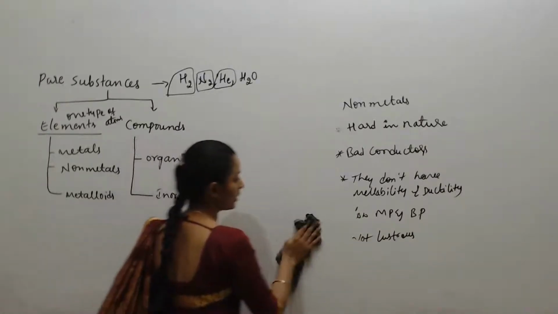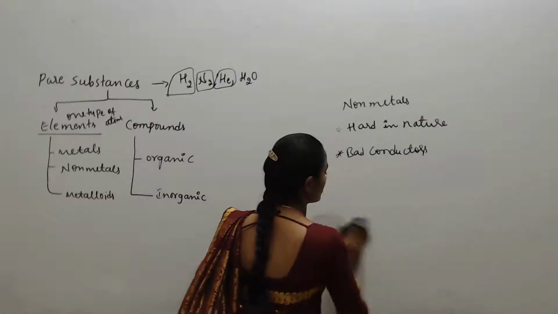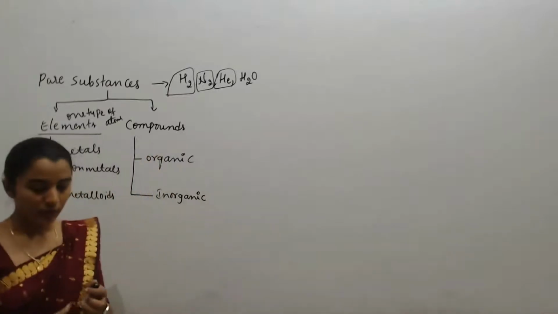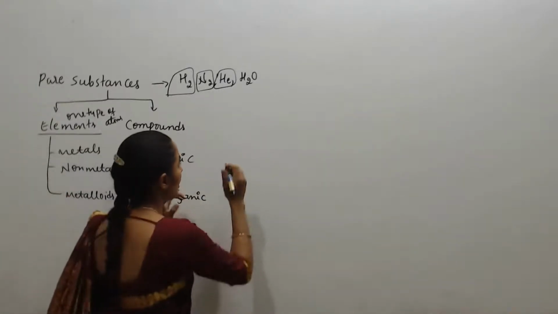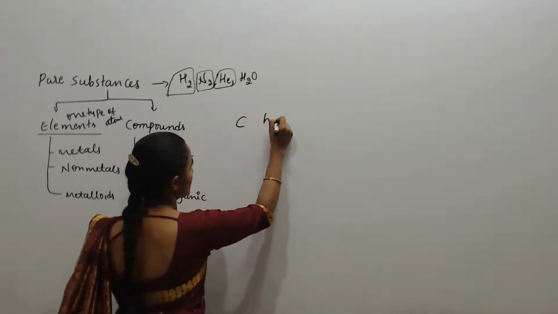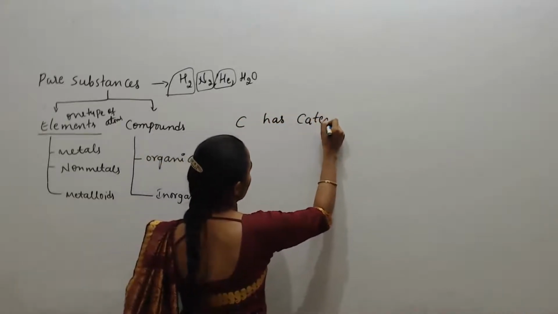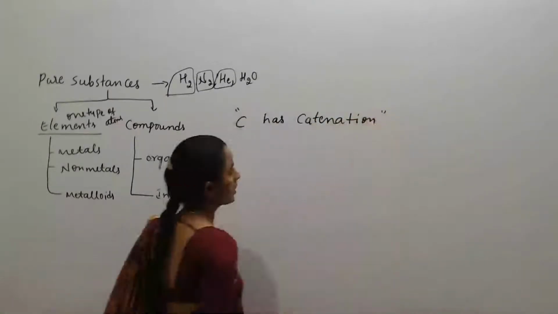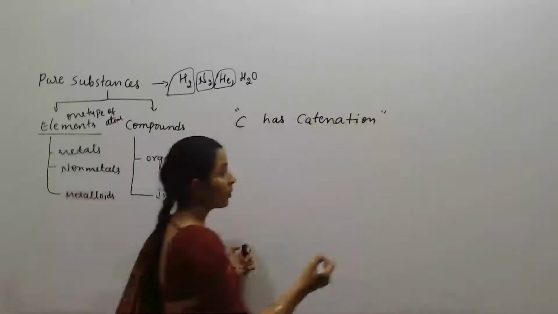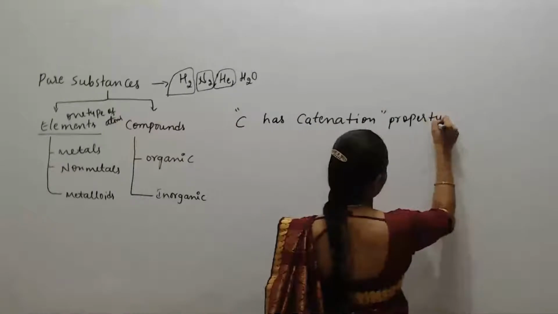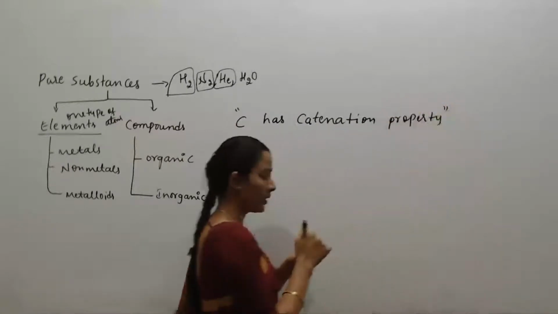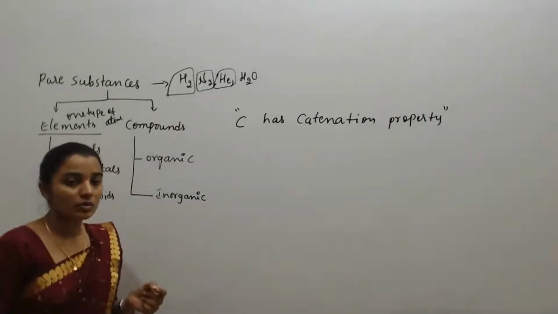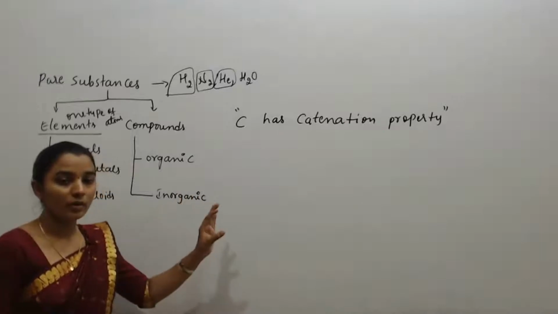Organic compound is there, inorganic compound is there. So students, what is organic compound? I think in the chapter carbon and its compounds of 10th chemistry, you are well aware that carbon has the catenation property. So what is meant by that catenation? Catenation means the ability of the atom to bond to the same atom to form a long chain.